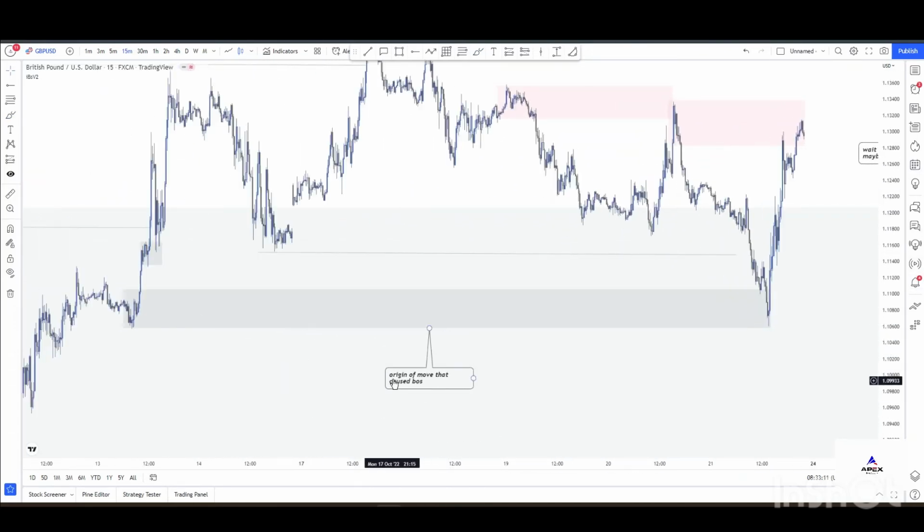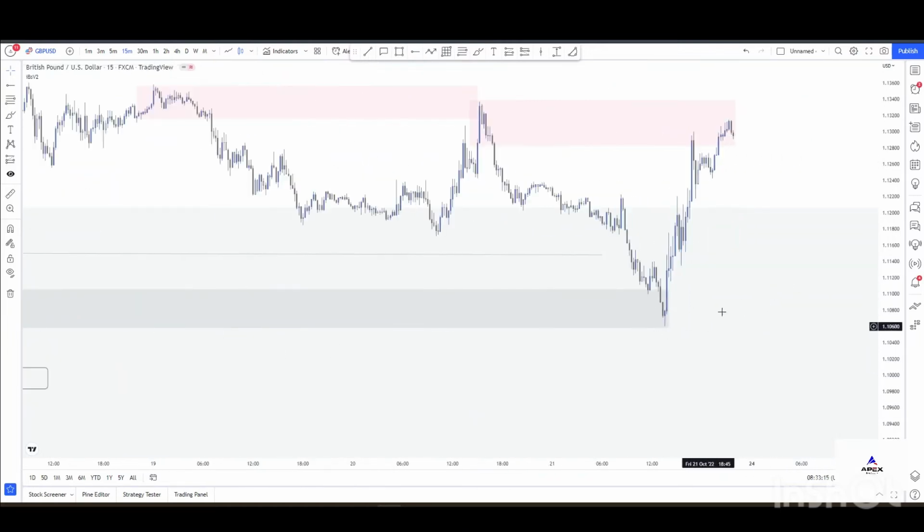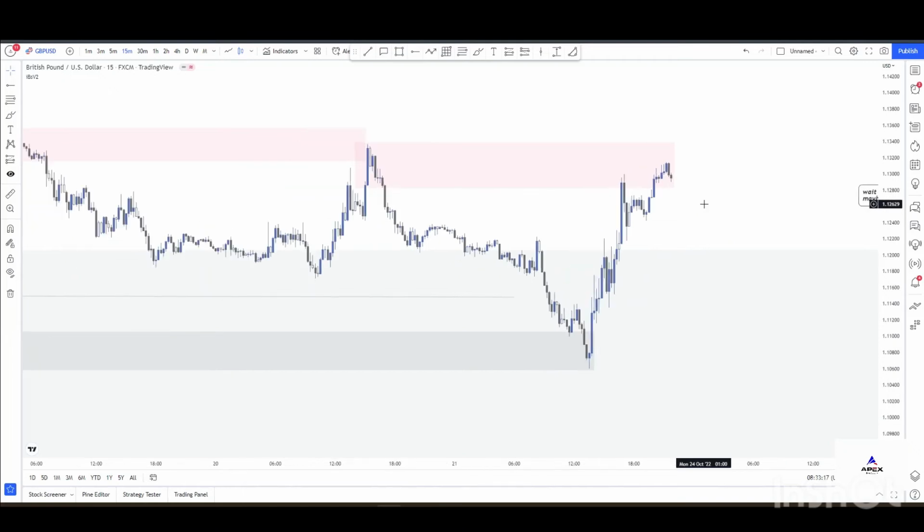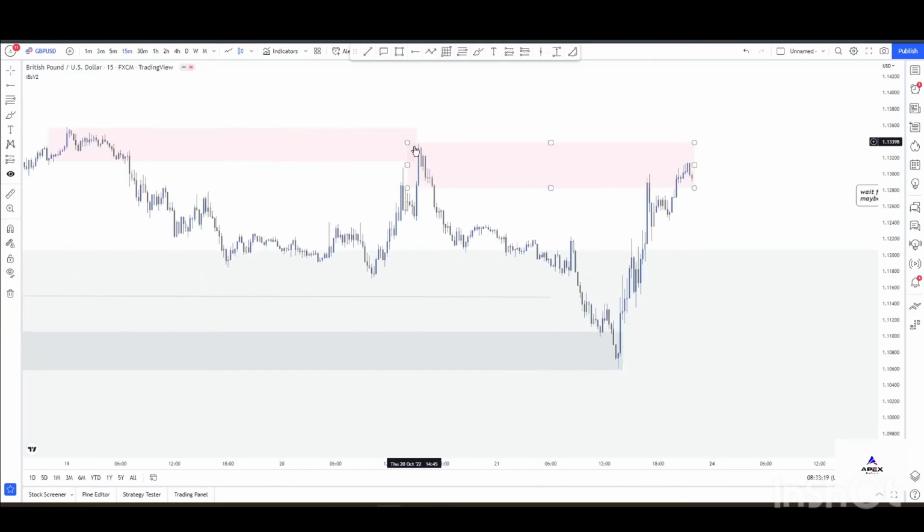So like I marked here, this is the origin of the move that caused the bust. That's why price pushed back to mitigate that. So nothing much here. This is our M15 high and our M15 low. Price is still within that leg.